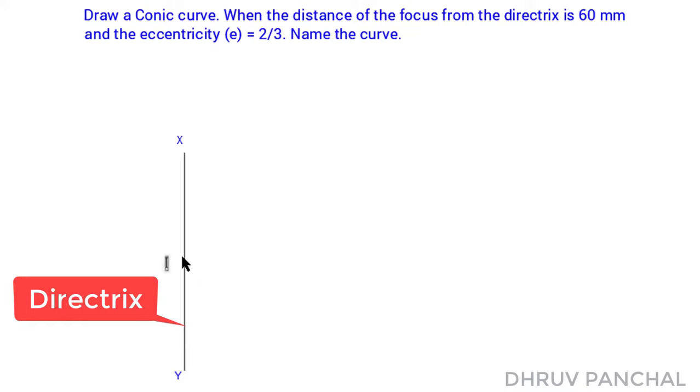Now mark any point R on directrix and from that point draw a horizontal line of any dimension. On that line, mark point F 60 mm away from the directrix.